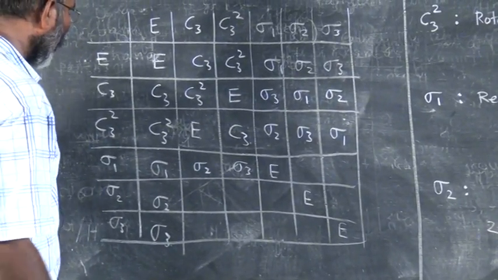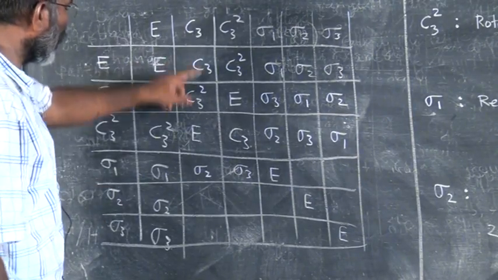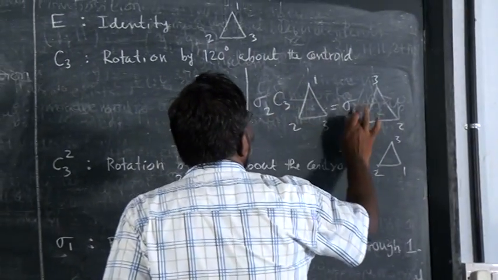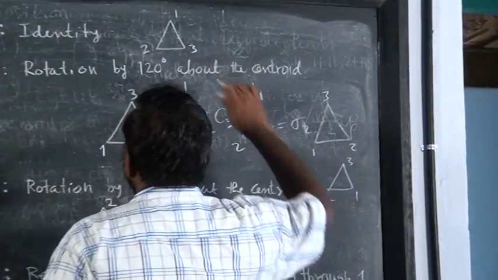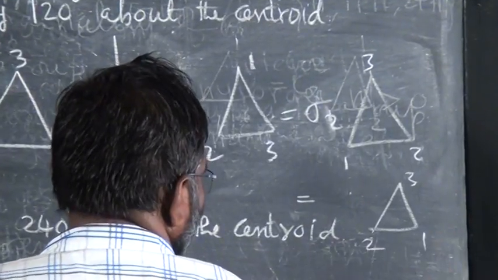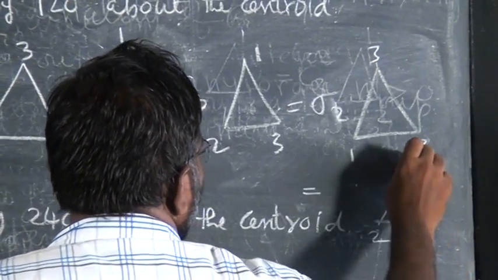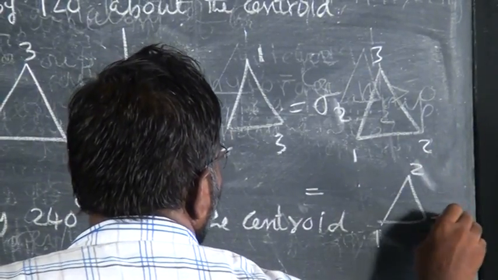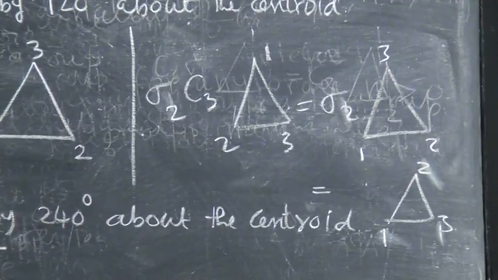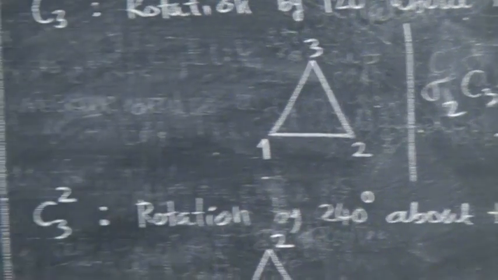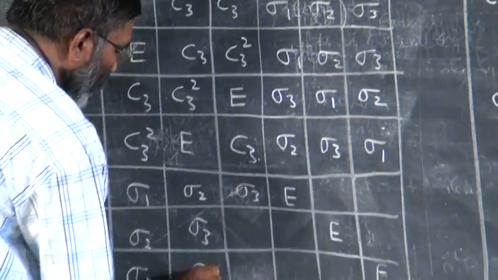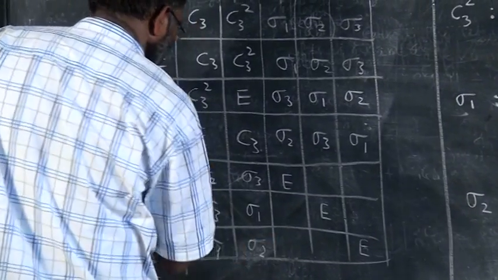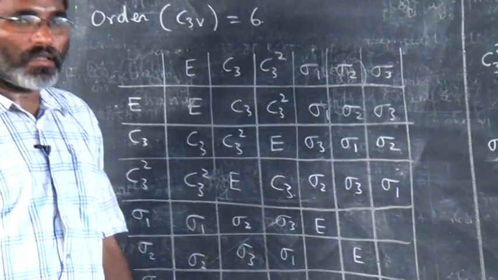Okay, and one more, sigma 2 sigma 3, if I do. So if I take sigma 2 here, so 2, where is 2? 2 is here, so that means this one. So this gives you 2, 1, 3. 2, 1, 3 is sigma 3. So this is sigma 3. So this is sigma 1. Immediately I can fill up. This is sigma 1. This is sigma 2. So this is from the rearrangement theorem. I can immediately write this.